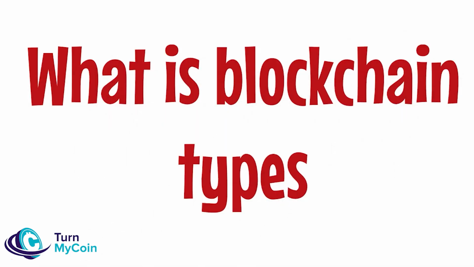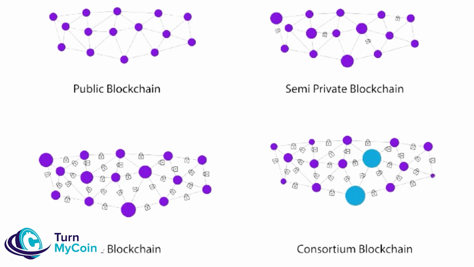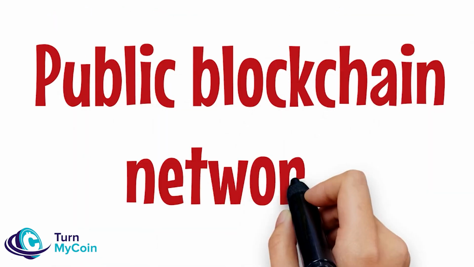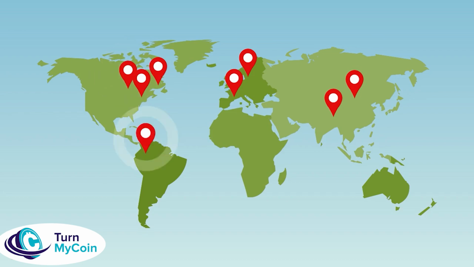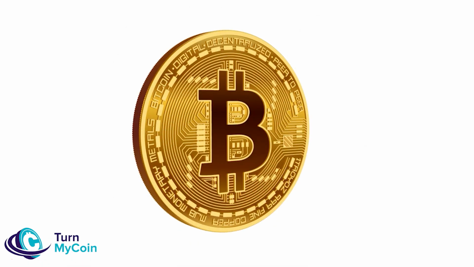7. What are blockchain types? There are 4 different kinds of blockchain networks. Public blockchain networks. These are open blockchain networks for anyone to become a member and participate. One of the biggest examples here is Bitcoin.